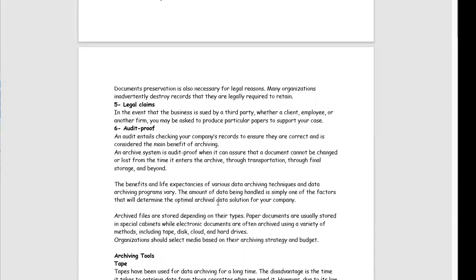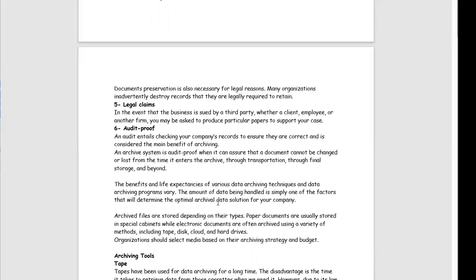Then six, audit proof. An audit entails checking your privacy records to ensure they are correct and is considered the main benefit of archiving. An archive system is audit proof when it can assure that a document cannot be changed or lost from the time it enters the archive, through transportation, through final storage, and beyond.